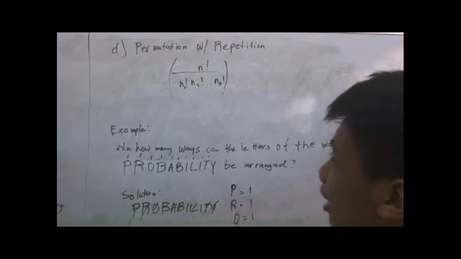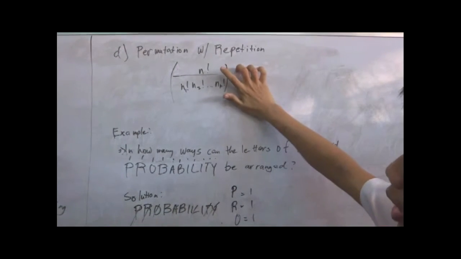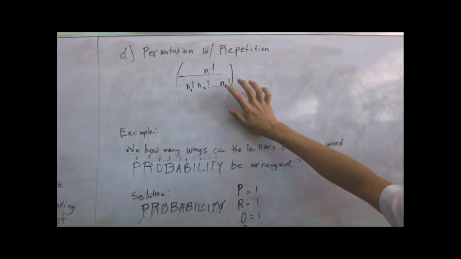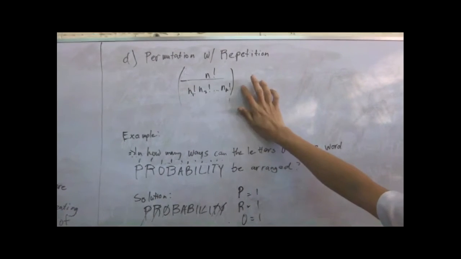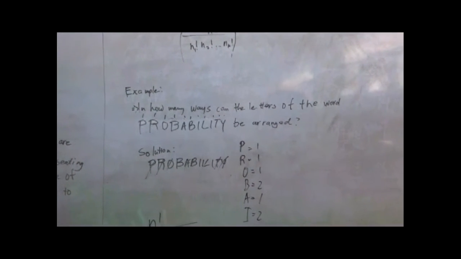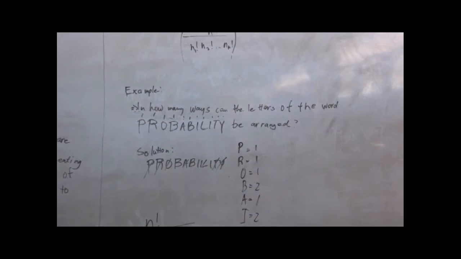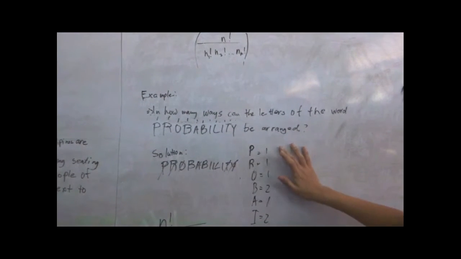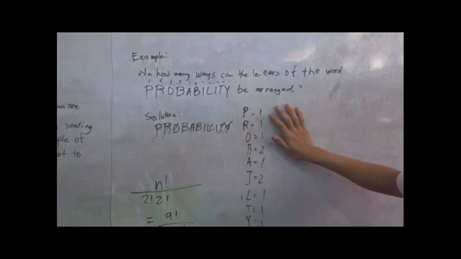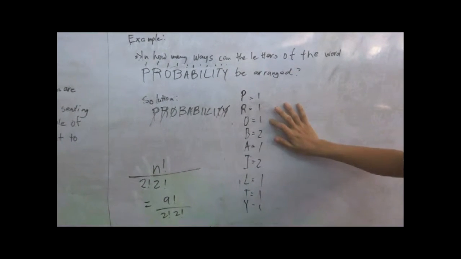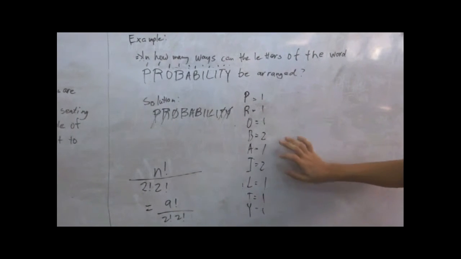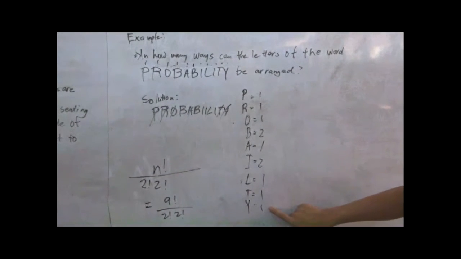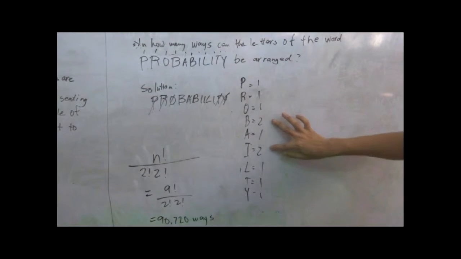Permutation with repetition can be solved by this formula: n factorial all over n sub 1 factorial, n sub 2 factorial, until n sub k factorial. Example problem: in how many ways can the letters of the word probability be arranged? Solution: first, get the tally of the repeating letters. P equals 1, R equals 1, O equals 1, B equals 2, A equals 1, I equals 2, L equals 1, D equals 1, and Y equals 1. There are 2 letters that are repeating.